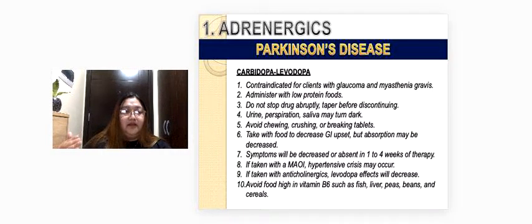Alright? 9, if taken with anticholinergics, levodopa effects will decrease. So, ang anticholinergics naman, example niyan, atropine. So, hindi rin sila kinocombine usually. And 10, avoid foods high in vitamin B6, such as fish, liver, peas, beans, and cereals. This is true if the drug is levodopa alone. Because vitamin B6 is pyridoxine, it interferes with absorption. But if with carbidopa, okay naman siya.